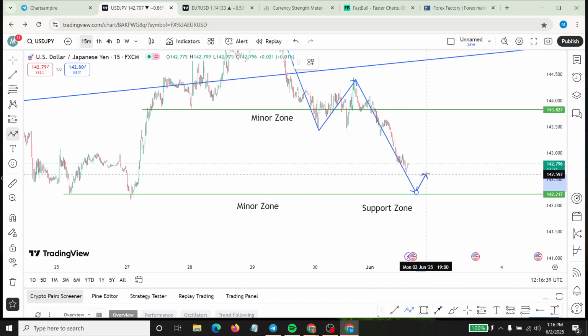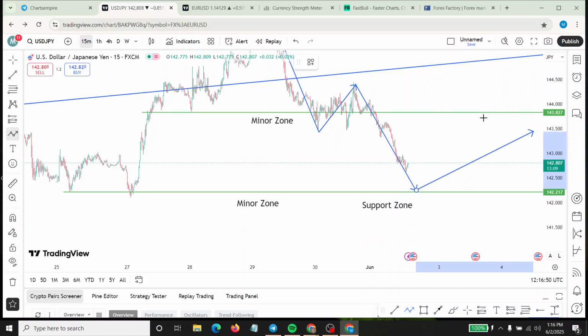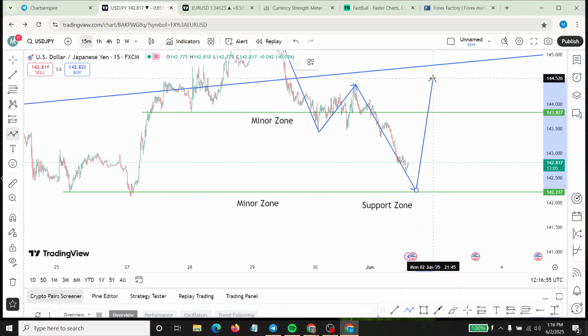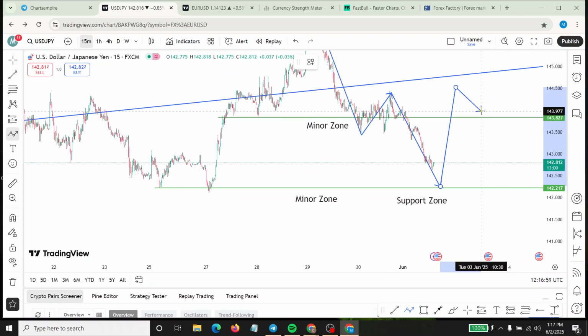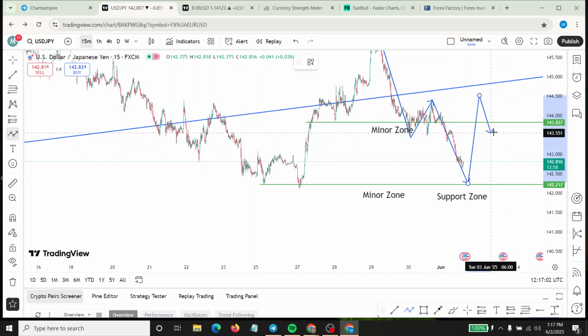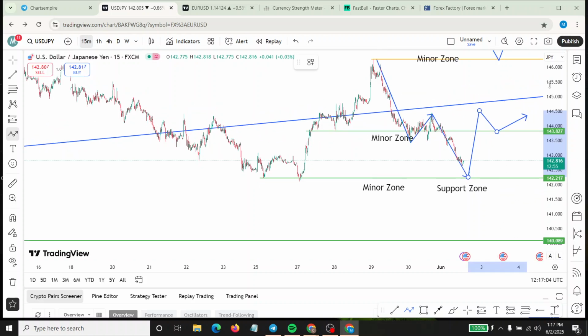If this third touch holds, we'll be coming to this minor resistance zone. And if the market reaches this minor resistance zone, two things will happen again. Either we hold this resistance or we break out. Once we break out, another thing will happen. We will have a retest, a pullback to that level, and continue in the upward direction to test this untested minor resistance zone here.